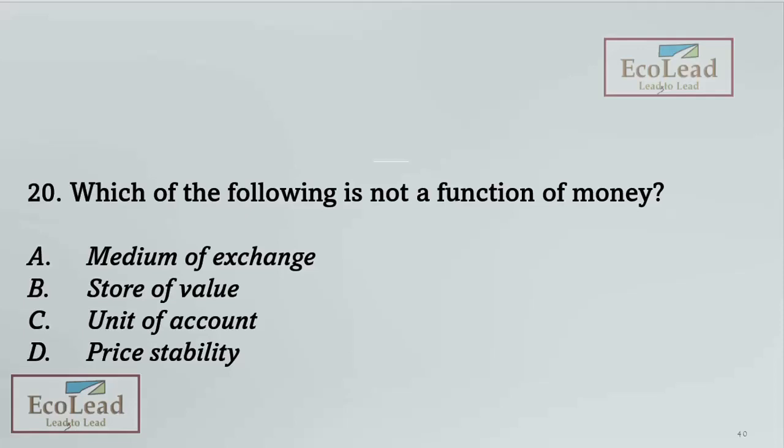Which of the following is not a function of money? Now we know what the functions of money are: medium of exchange, store of value and unit of account. So you think about the answer, and here I will pause for a few seconds. Yes, the right option is D, because A, B and C are all functions of money. Only price stability is not a function of money. It comes under monetary policy. So let us move to the next question.